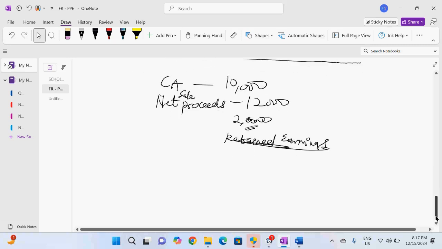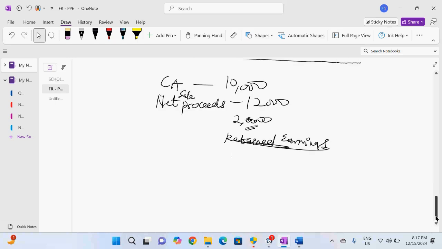I believe you know retained earnings is a cumulative profit, right? Do you know that retained earnings is cumulative profit?